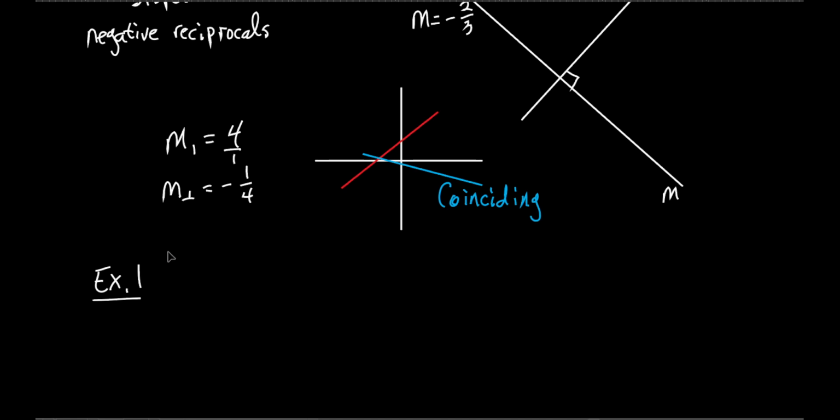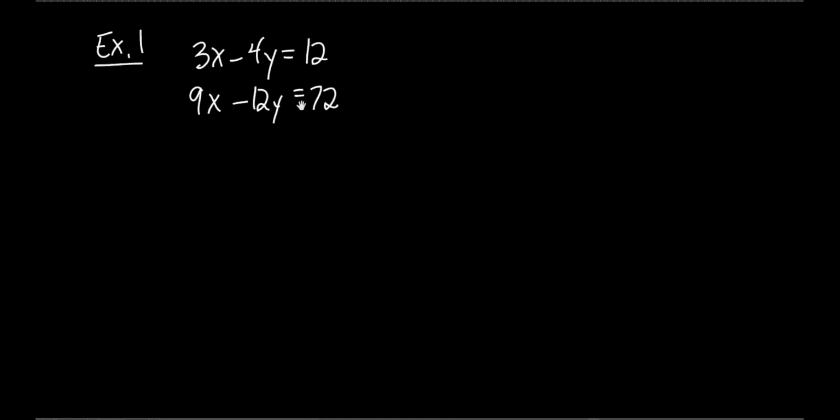Okay, enough of that. Let me give you two equations. Here's the first one: 3x minus 4y equals 12. And then 9x minus 12y equals 72. All right, so I need to determine, are those two lines parallel, perpendicular, coinciding, or neither?